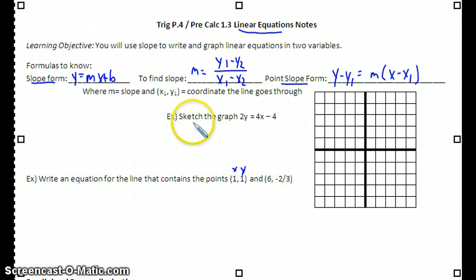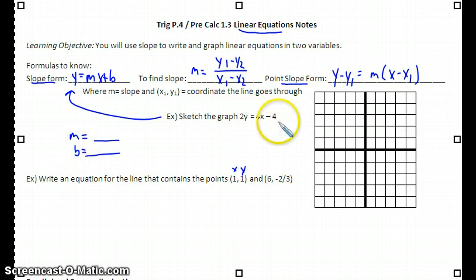Okay, so if I'm going to graph an equation, the easiest form to graph an equation is when it's in slope-intercept form. And slope-intercept form gives you, just like it says, the slope and the y-intercept, the m and the b. And that's what you want to pull out of your equation here to be able to graph it on the coordinate plane. So in other words, you have to solve it for y.